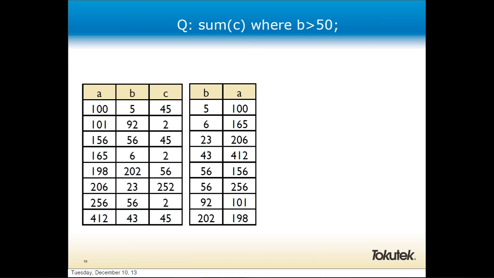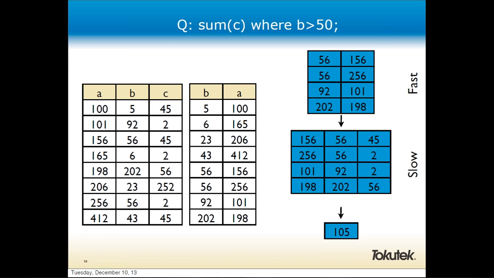Now take this query, select sum C where B is greater than 50. Well, now we've got some issues, because you've got two parts to the query. The first part is pretty fast: first you identify which rows have B greater than 50. Just like the last query, that's a fast range scan over here. Boom, boom, boom, boom, next to each other. You get your row identifiers, 156, 256, 101, and 198. But then to actually answer what the sum of C is, you don't have C here. You have to do point queries into the main dictionary.